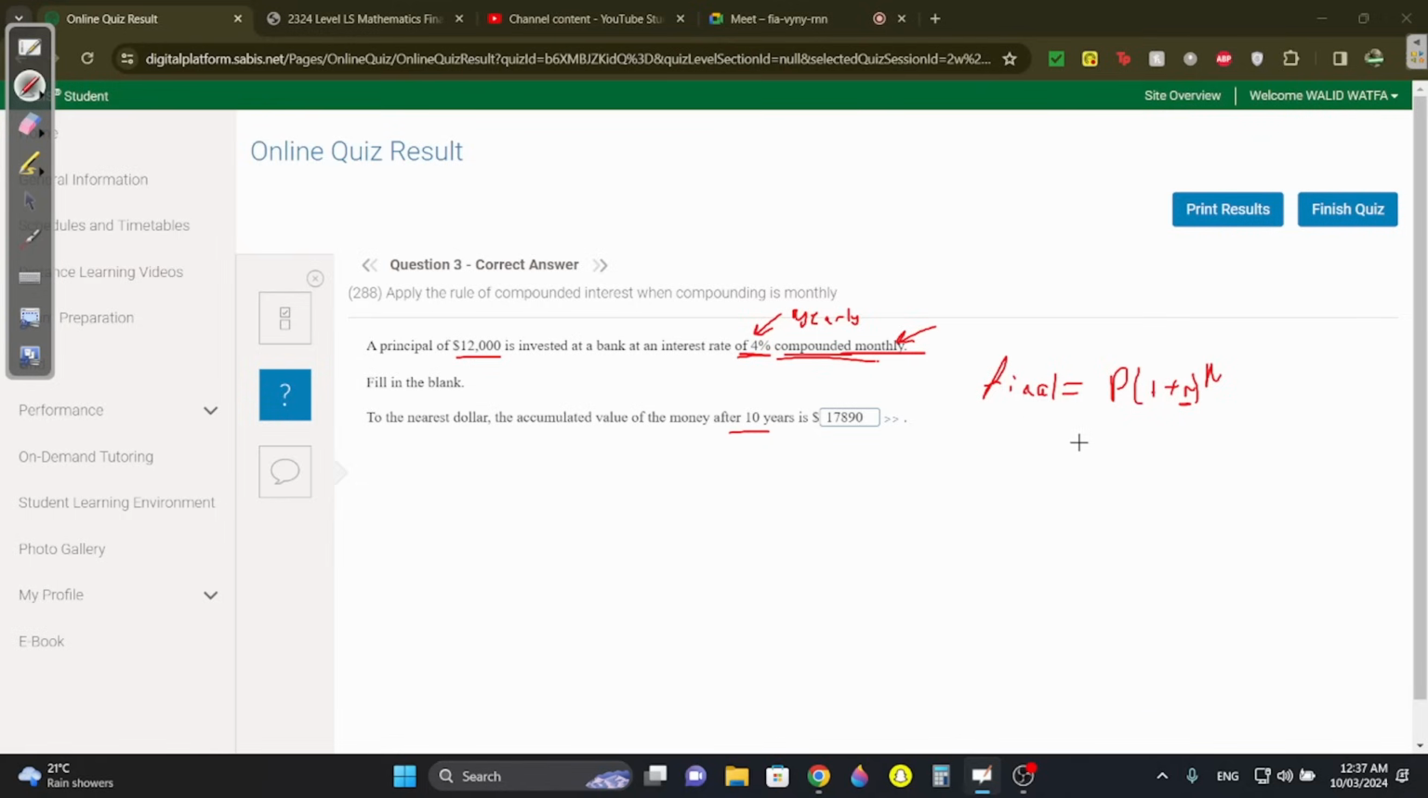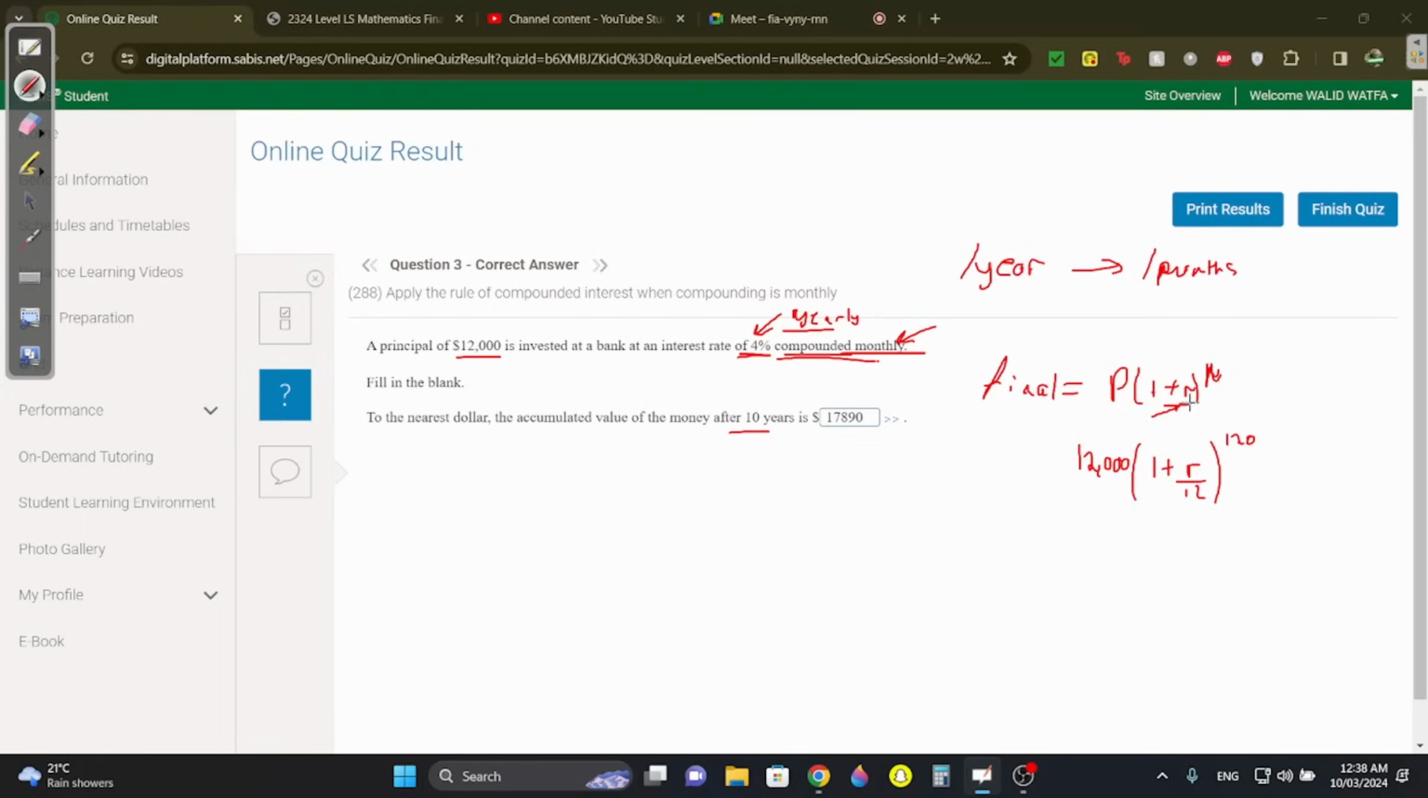Okay, so it's going to be 12,000 times (1 plus R over 12) to the power of 120. Why did I divide by 12? From years to months, you have to divide by 12. If you want to convert the rate from per year to per month, you have to divide by 12.